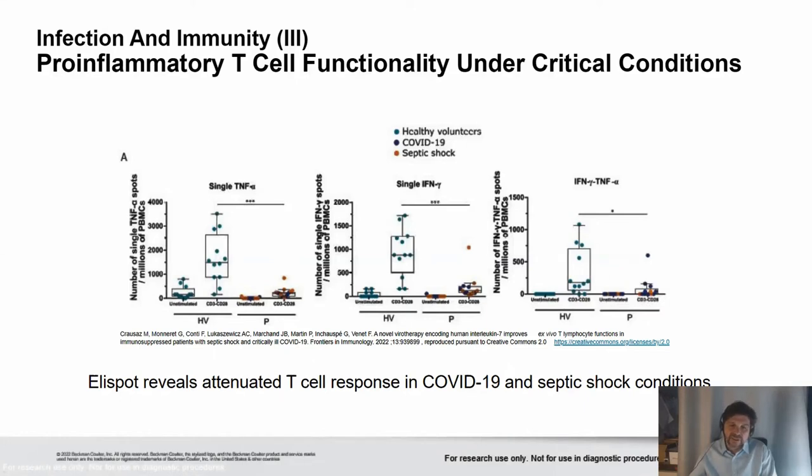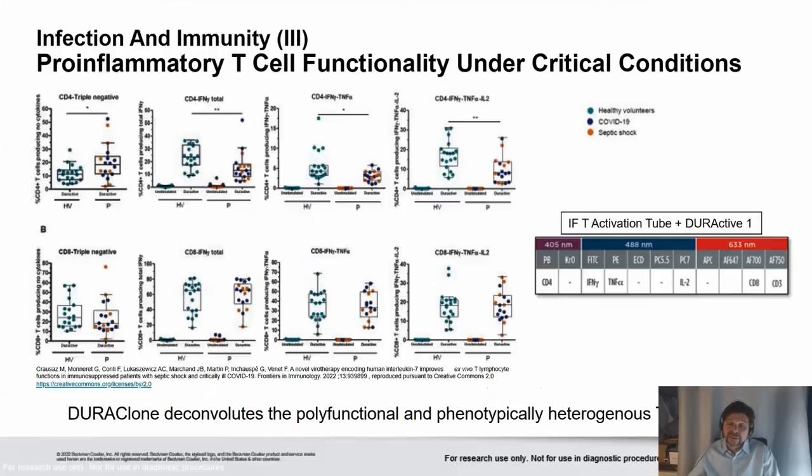However, the ELISpot does not give us a really good explanation of where this comes from, and which of the T cell populations, which have great variety in their functions, is really causative for this difference in cytokine expression. And if we do this using the IFT activation tube and Directive 1, we can see that in the lower row, if you look across the different box plots, you hardly see a difference between the left group, which is basically the healthy cohort, and the patients. This row represents the response of CD8 positive cells.